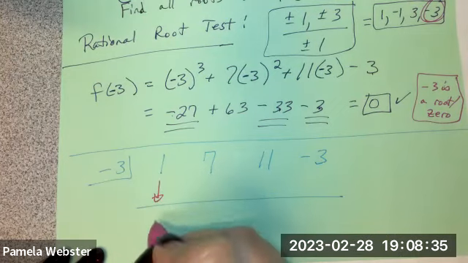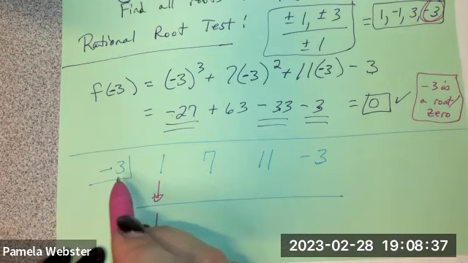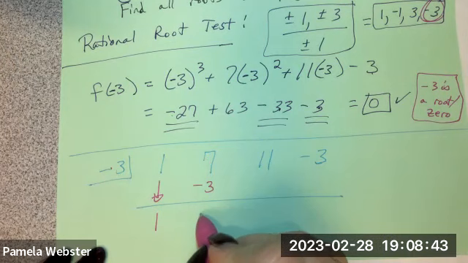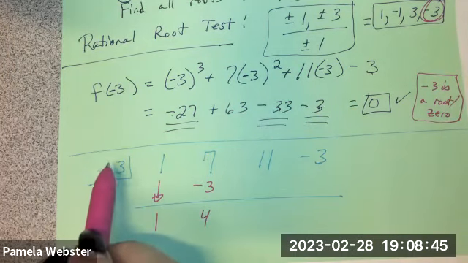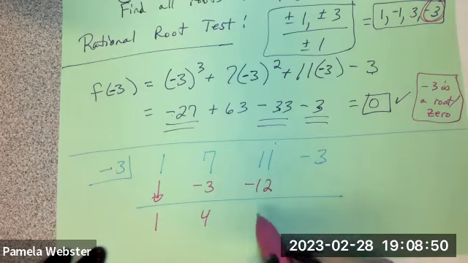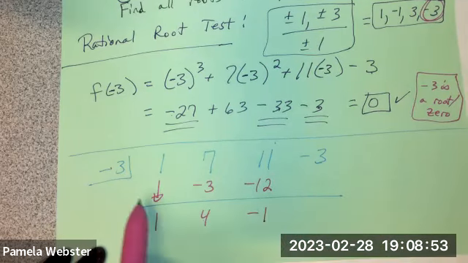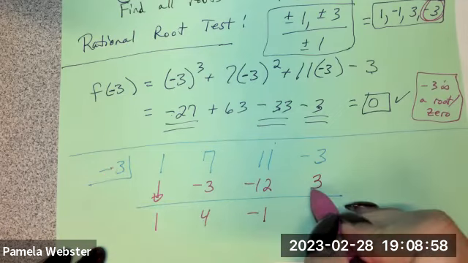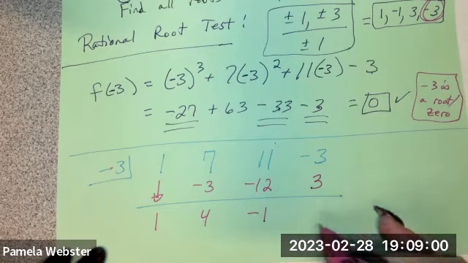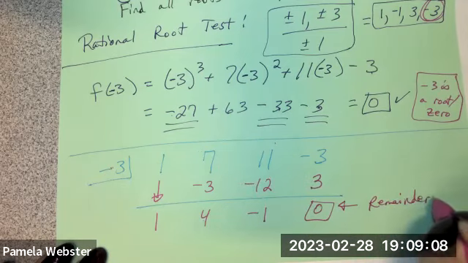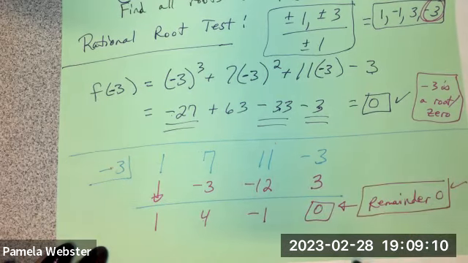Remember how to do your synthetic division, pull down a 1, and then we just multiply. -3 times 1, -3. And then we add. 7 plus -3 is a 4. Then we multiply. -3 times 4 is a -12. And then we add. 11 plus -12 is a -1. And then I multiply, be careful. -3 times -1 is a +3. -3 plus 3, I add, it's a 0. Okay, so indeed, I get a remainder of 0. Yay. That's good stuff. We like that.